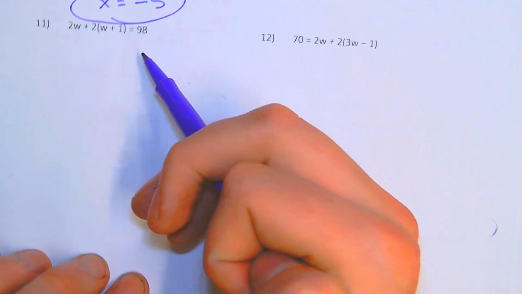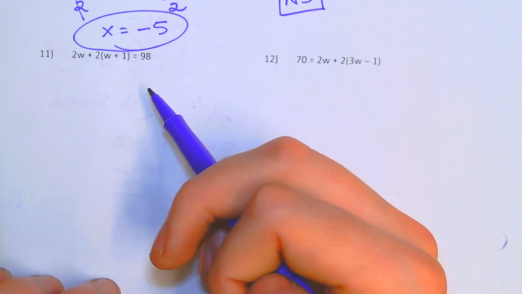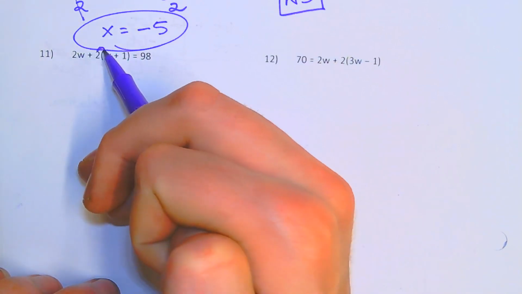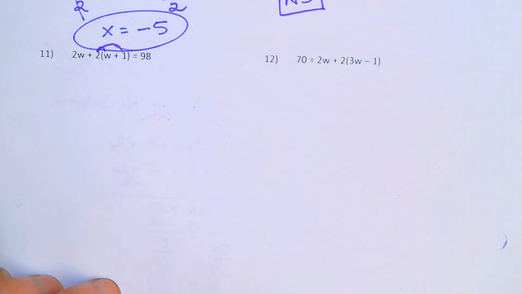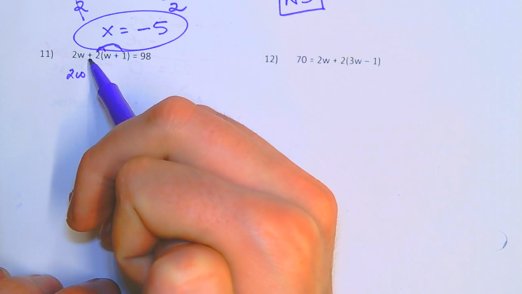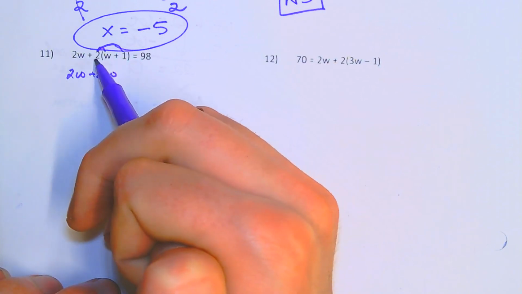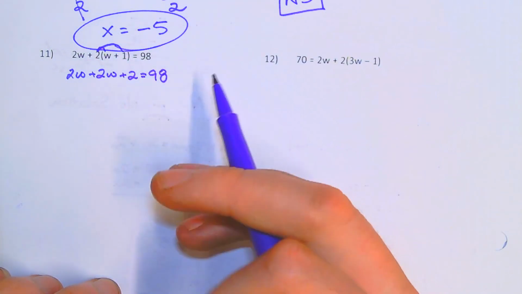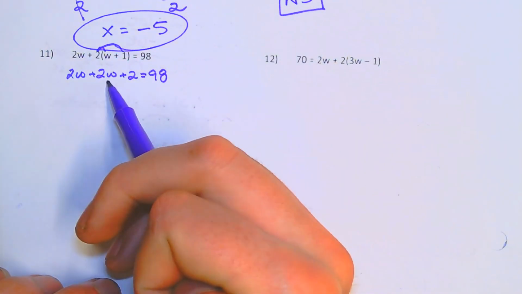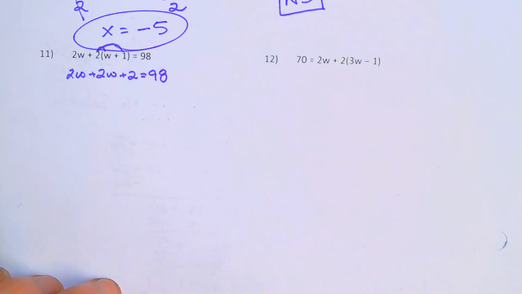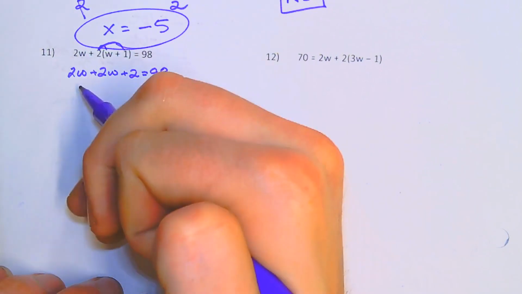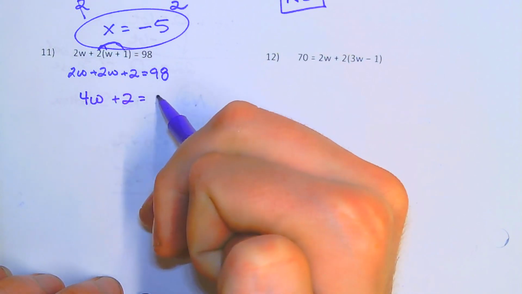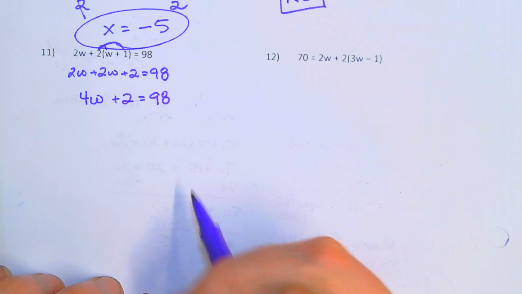So, let's go over here and do this next problem on number 11. If I look at number 11, remember, first thing we got to do, get rid of those parentheses. So, 2w plus 2 times w, which is just 2w as well, plus 2 times 1, which is just 2, equals 98. If you guys can remember, we want to combine the things that are common. W and W have the same thing in common, right? So all I want to do is add them together. 2 plus 2 is 4w. Plus 2 equals 98.